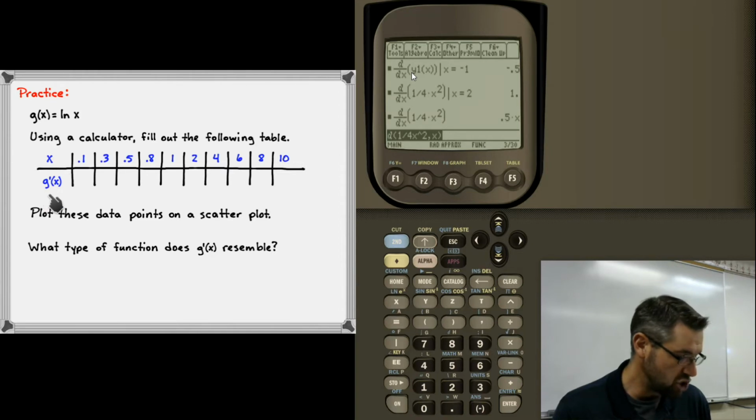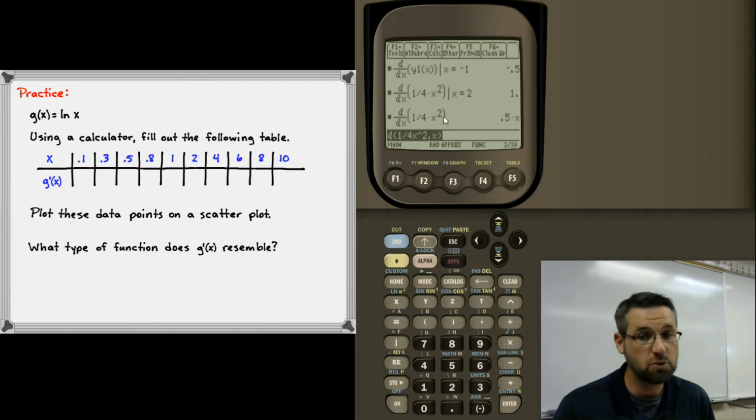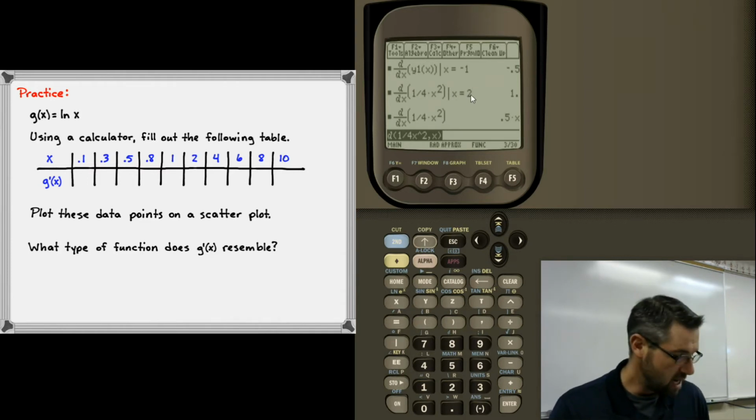So notice the table is g prime of x. Okay, so find the derivative at point 1, the derivative at point 3, the derivative at point 5, just like we did up here, not the derivative function, don't cheat on me now, the derivative at different points. And then you'll input those points here in the table, and then I want you to plot those points now on a scatter plot.